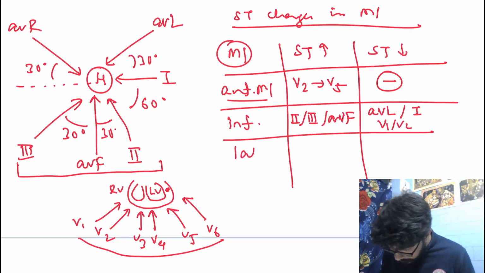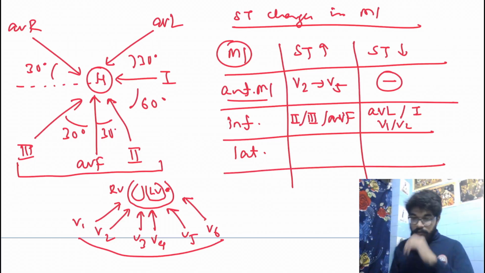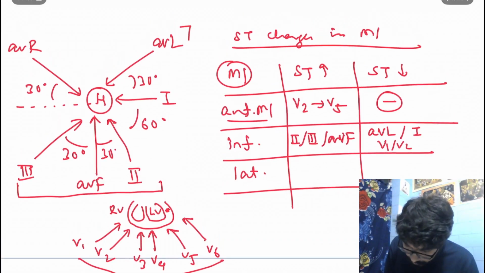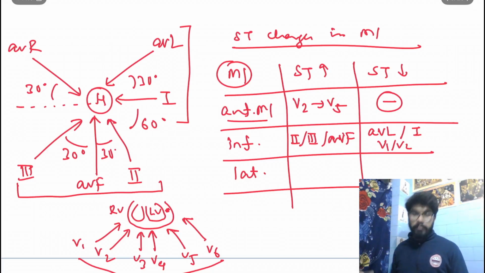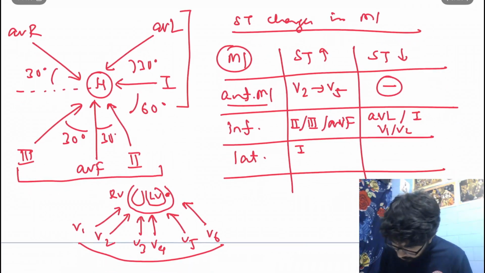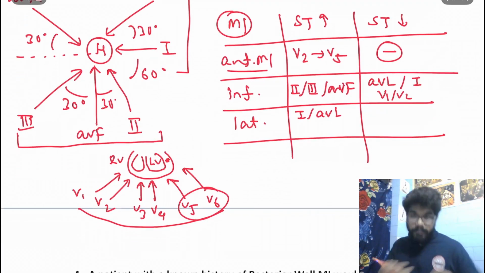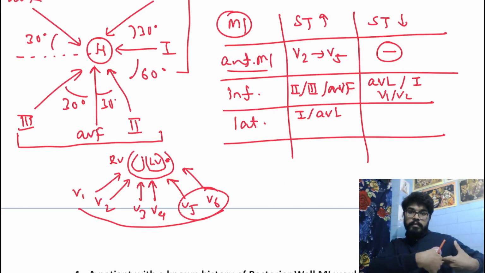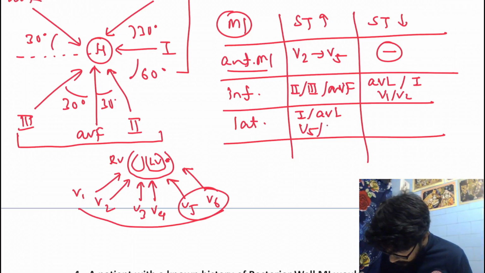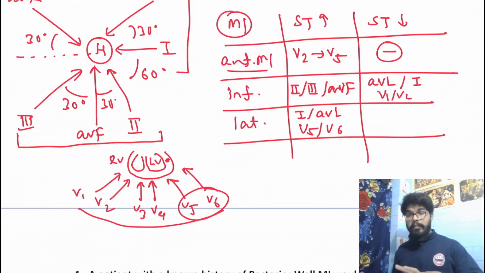Then comes the lateral wall MI. What happens in lateral wall MI? Lead 1 and AVL are looking from the lateral aspect, and from the chest leads V5 and V6 are looking from the lateral aspect. So in V5 and V6 we would get ST segment elevation.